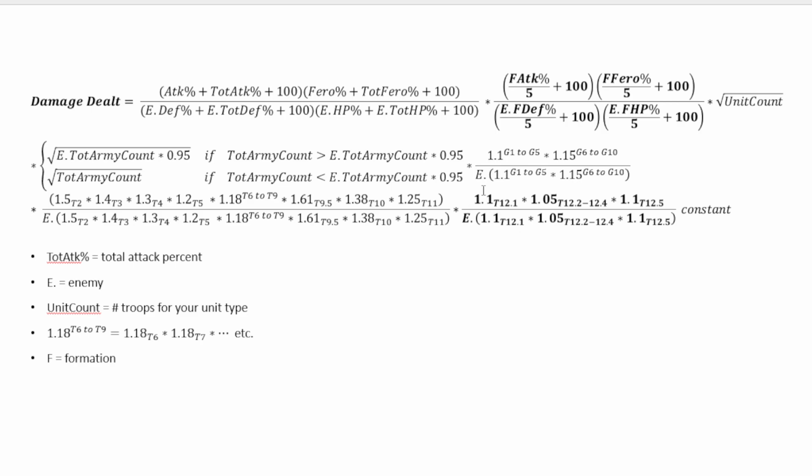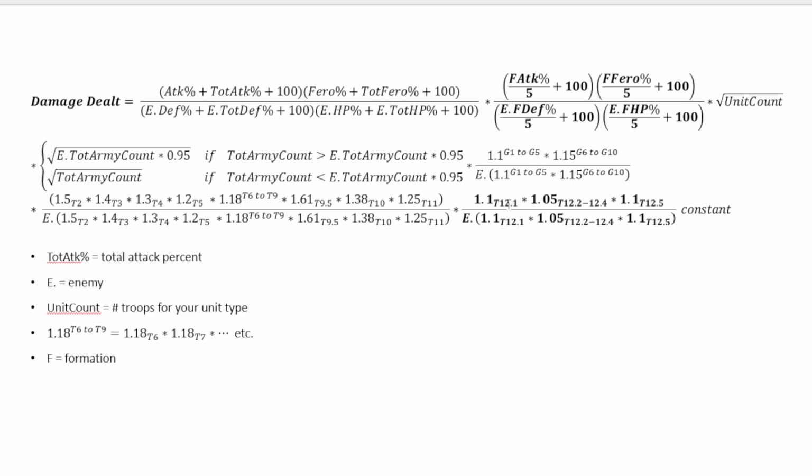And we learned that upgrading from tier 11 to tier 12.1, your troops will gain 10% extra damage dealt and 10% lower damage taken. Now, I don't want to call it 10% lower damage taken directly, rather a 1.1 multiplier in reduced damage taken.